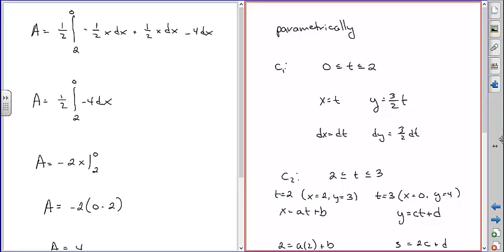So we have substitutions for x and y and for dx and dy. We're going to use the differential form of the equation to make it into a parameterized integral. Then we have the second curve, which is the one with half a slope.